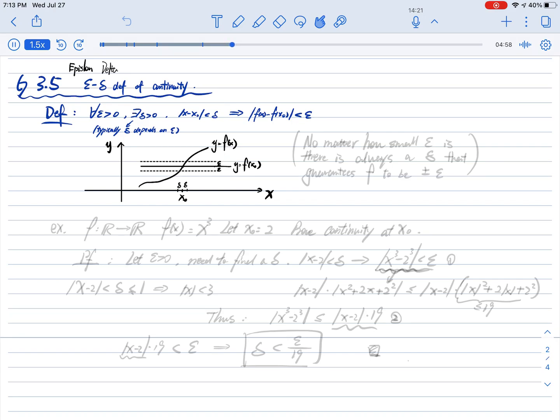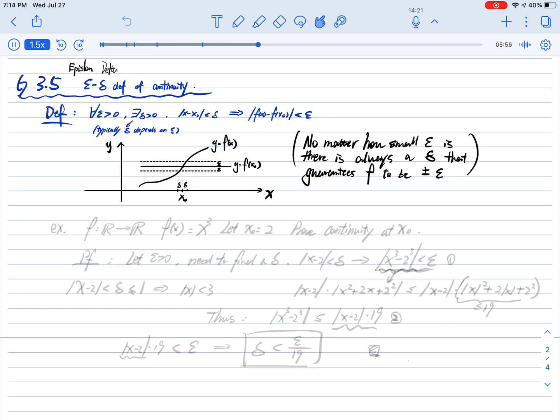So, notice, no matter how small epsilon is, I'm going to just write it in Greek letter. It's kind of weird when I'm thinking in English and actually writing in English. There is always a delta that guarantees f to be in the range of plus or minus epsilon. So this is what we derived from the format of the definition.